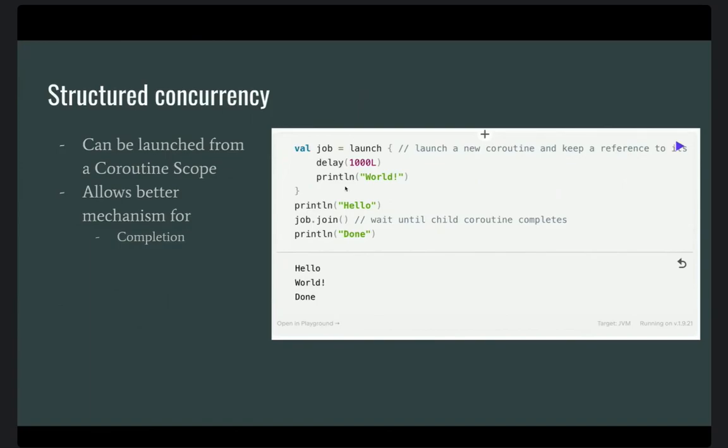So here we can see that we created a job. Basically, when you launch a coroutine, you get a job object back. So we are just keeping a reference of that job object, and we are printing hello, and then we are waiting. So basically, this will make sure that execution waits until this job is done.